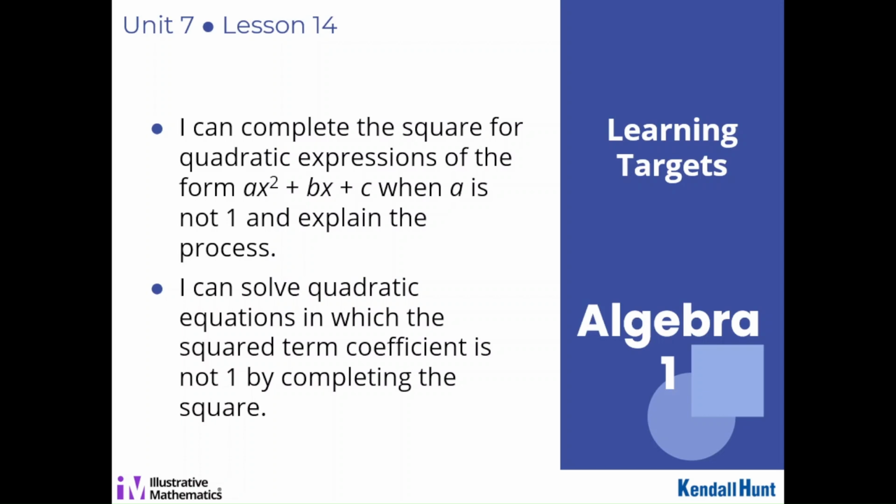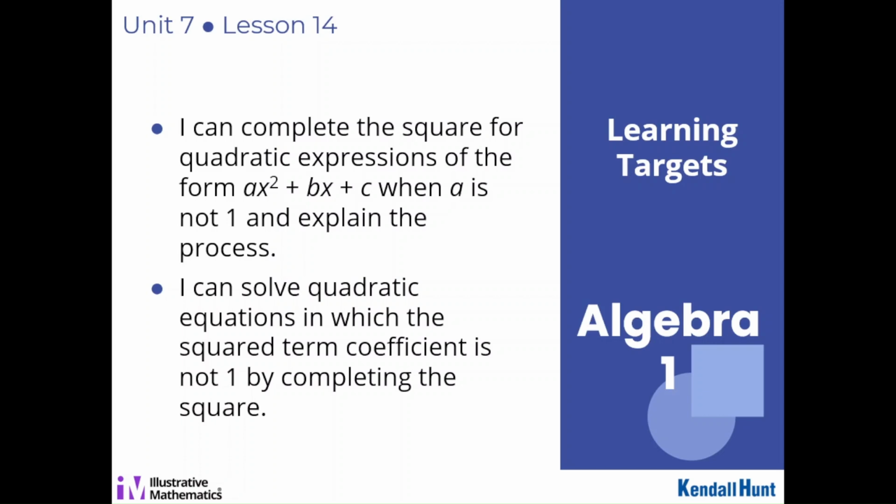Previously, the a was always 1, so we just had x squared. Now we're going to look at what happens if that a is not 1. Learning target number 2 says that you will be able to solve quadratic equations in which the square term coefficient is not 1, and you'll be doing it by completing the square.